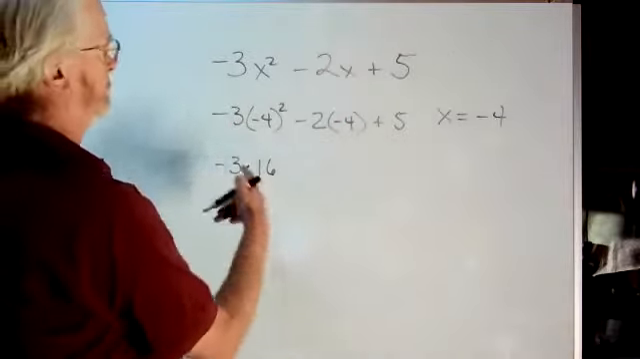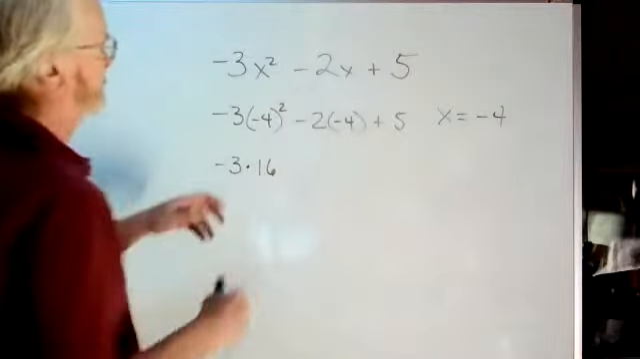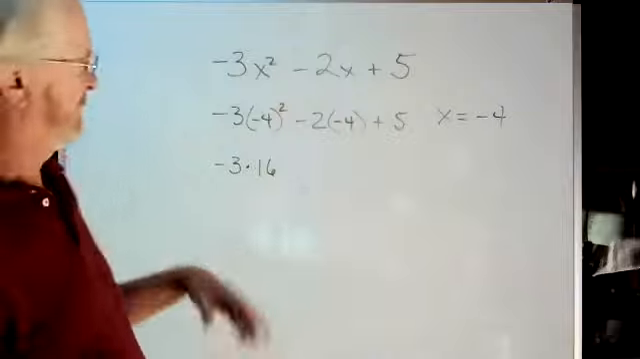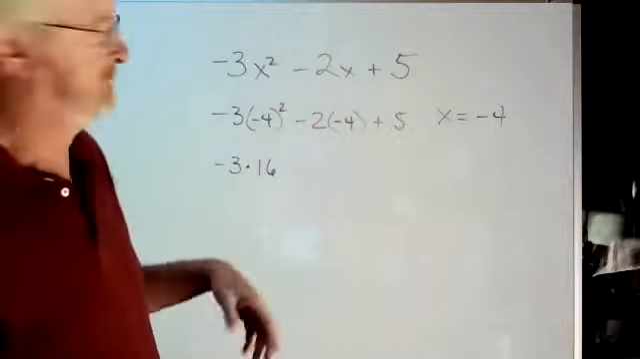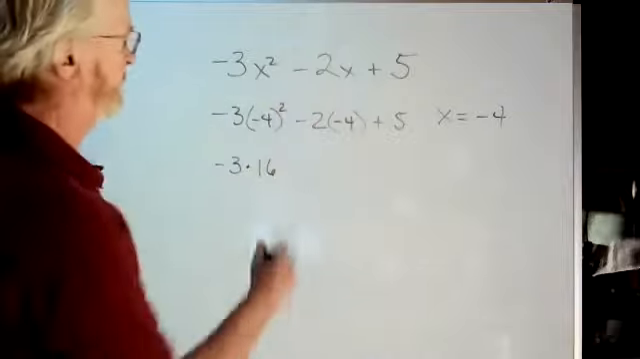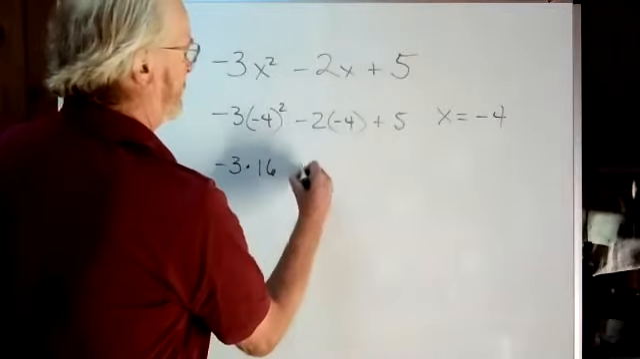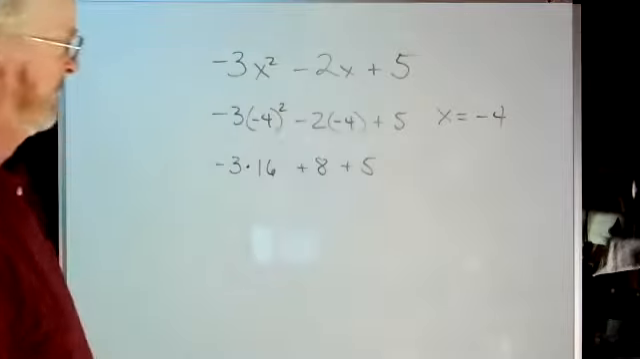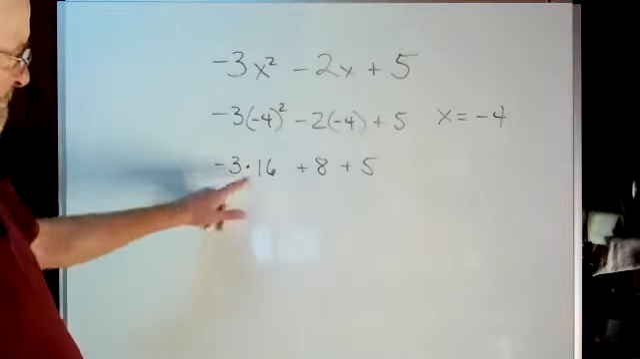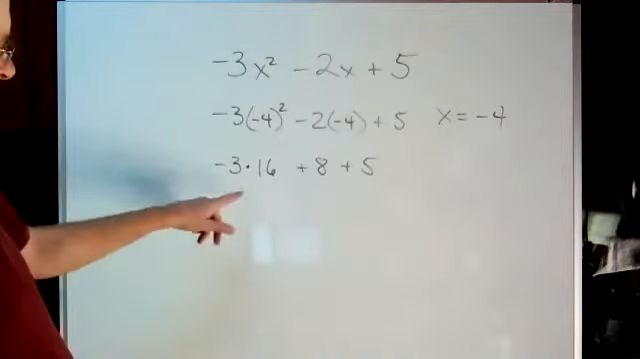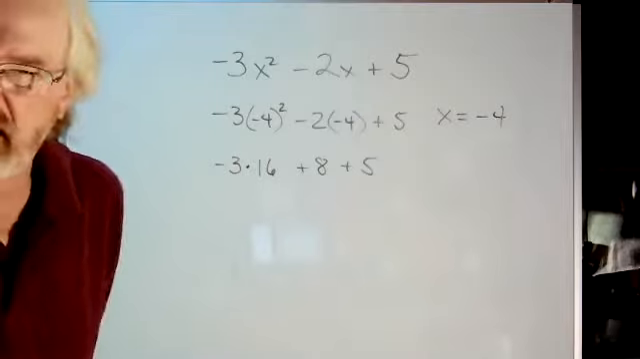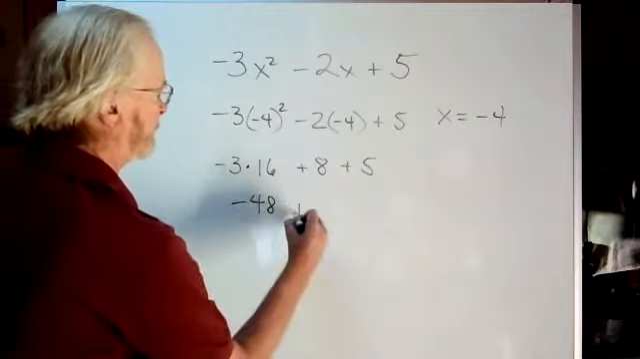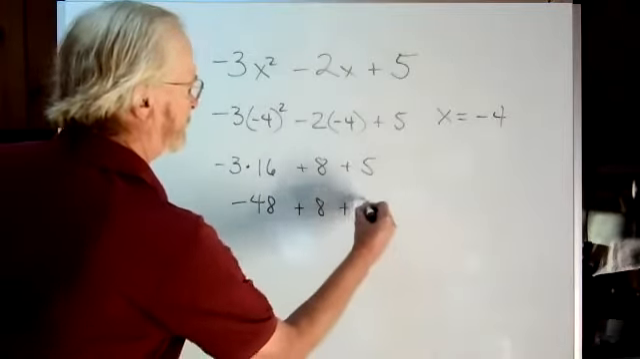But then going on, I can keep working across. I did the squaring, so I could just rewrite that, but the next thing is multiplying. -2 times -4, negative times negative, is +8, plus the 5. At the next step, we are still multiplying. 3 times 16 is 48, negative 48. Negative 48 plus 8 plus 5.